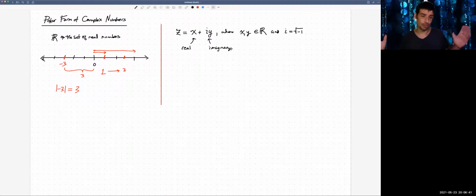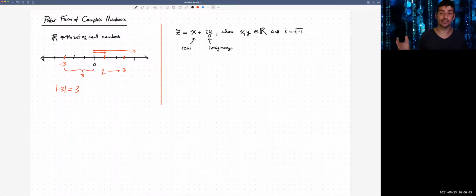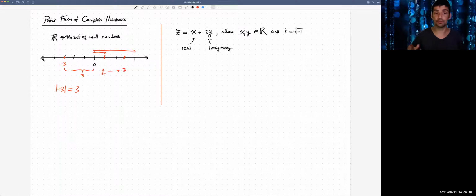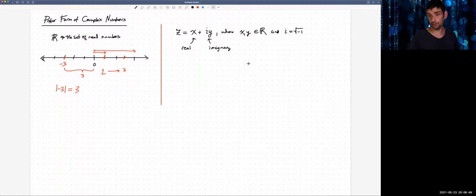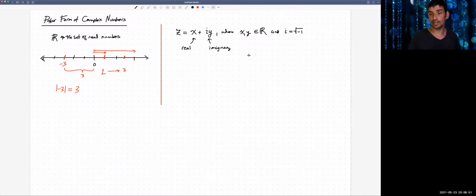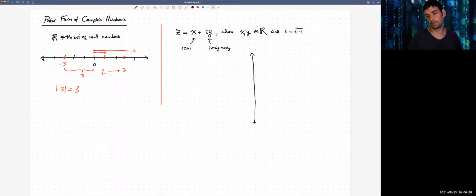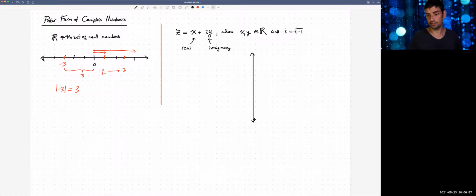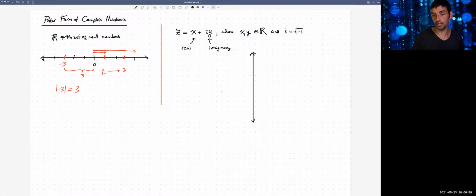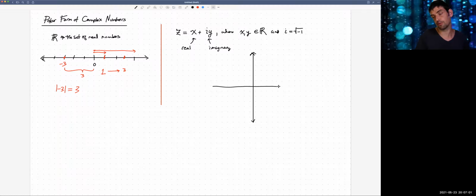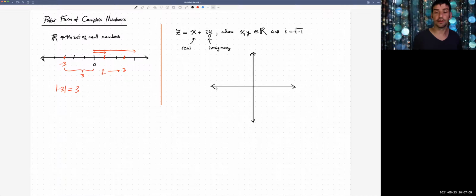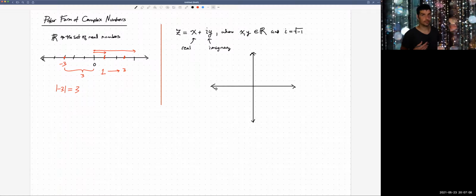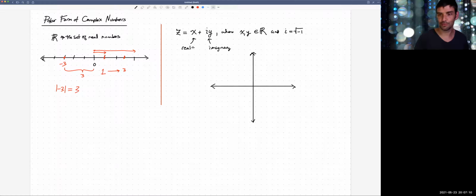We can't really put them on a single number line, right? We can't think of one as being greater than another, things like that in the traditional way. So what we do is we plot them on a coordinate system. Right, the coordinate system that you've seen before, or at least one that looks the same. It's got a horizontal and vertical axis.